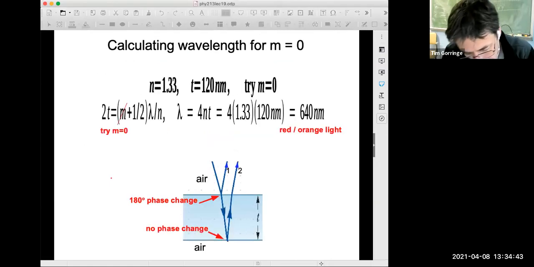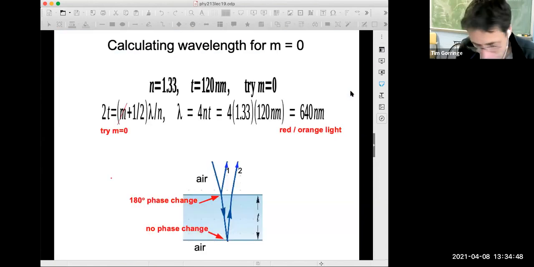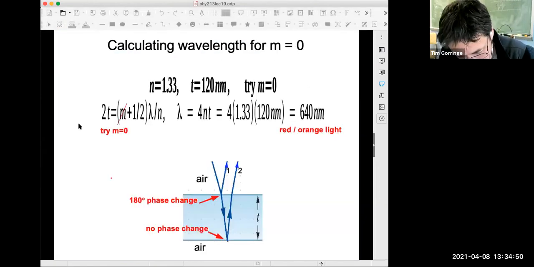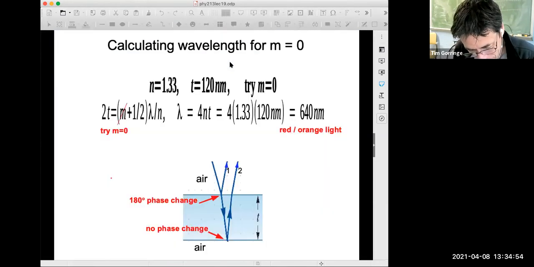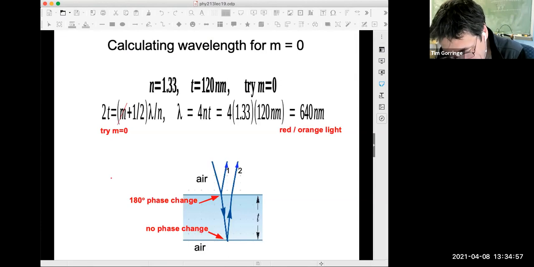And so here's my calculation. Oh, there was my calculation. Gosh. Come on, pen.